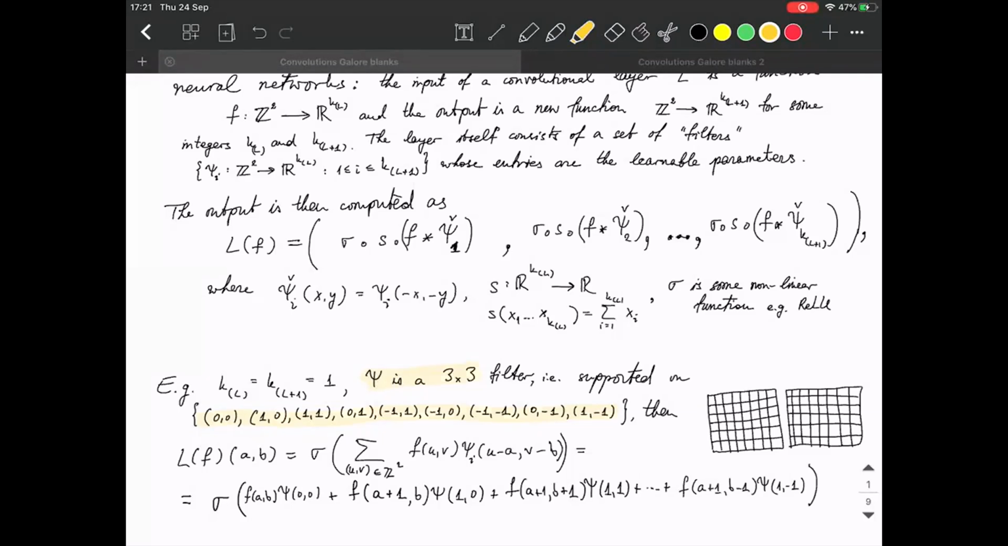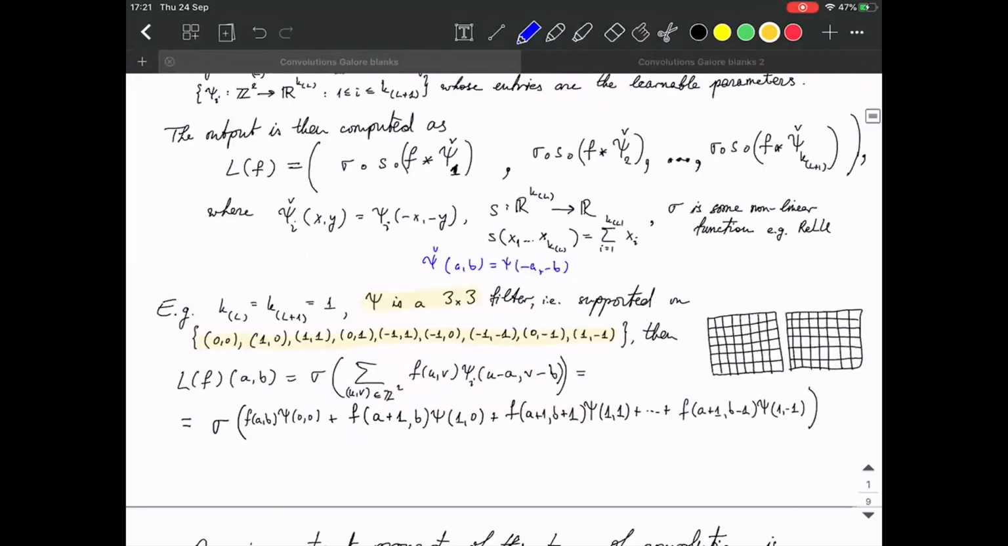It will take f and convolve it with psi. Well, not exactly psi, it's a small technical detail that we actually have to convolve with psi check, which is defined as psi check of (a,b) is psi of (minus a, minus b). But apart from that small detail, we'll convolve f with psi, and we'll then apply some nonlinearity, which doesn't affect our discussion at the moment.